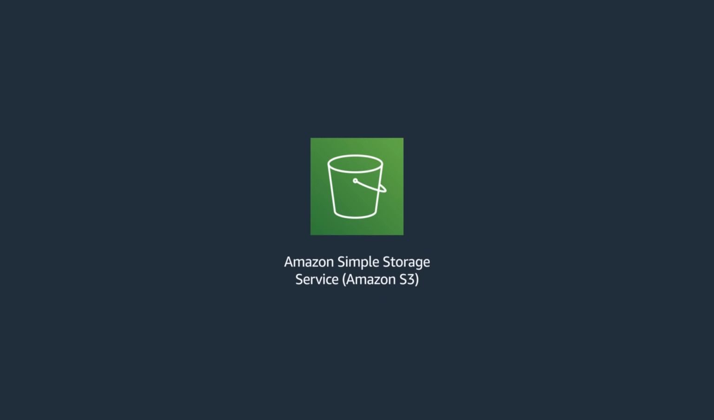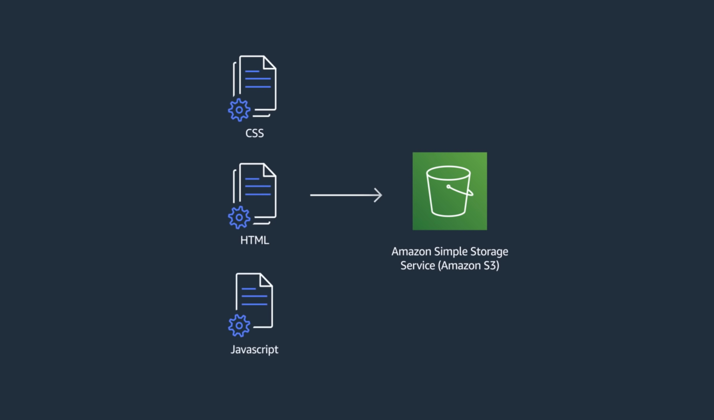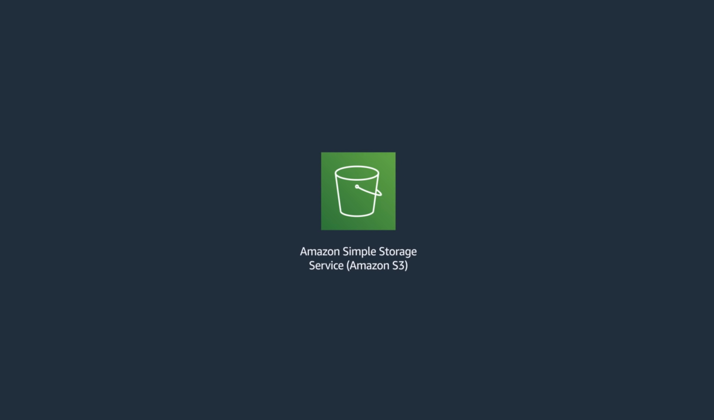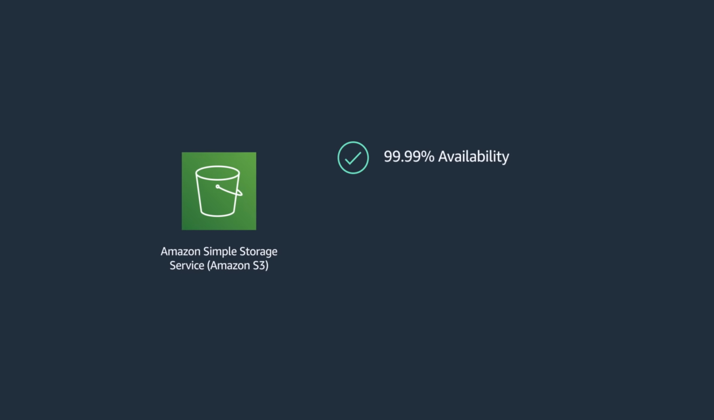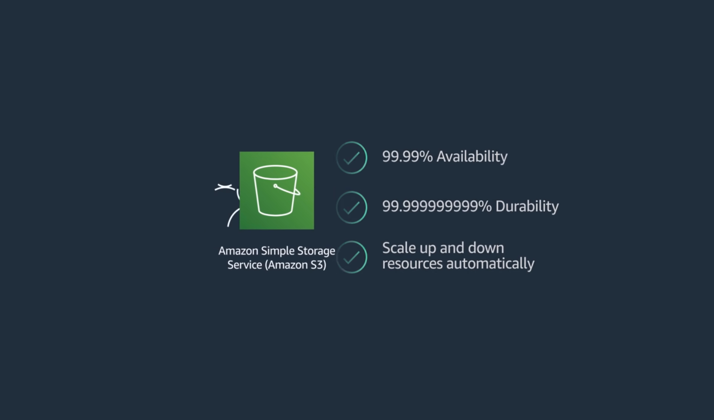To start, you can store all your web assets such as your CSS, HTML, and JavaScript files on Amazon Simple Storage Service, otherwise known as S3. By storing your web assets on Amazon S3, you have immediate access to 4 nines of availability and 11 nines of durability. S3 will also scale automatically to help you meet the fluctuating demands of requests. And since there are no servers, you won't have to worry about patching or scaling anything.